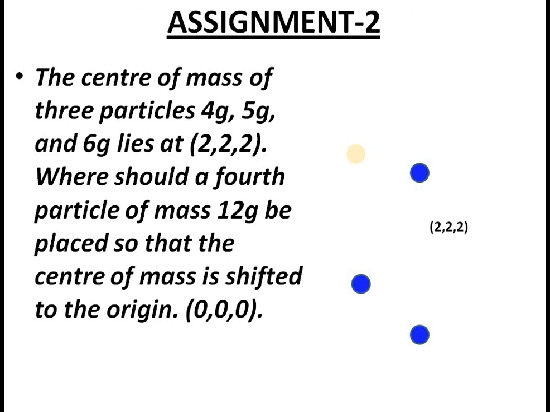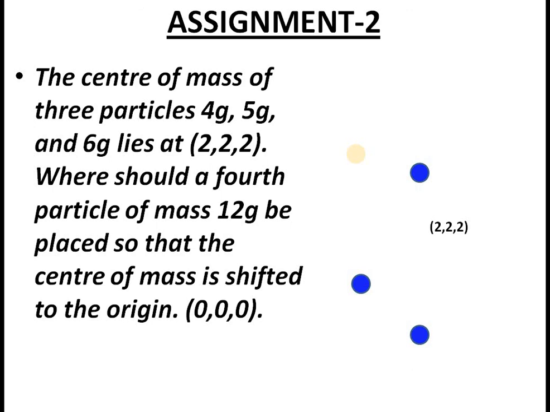The center of mass of three particles of 4 gram, 5 gram, and 6 gram lies at 2, 2, 2, as shown in the figure. Then, where should a fourth particle of mass 12 gram be placed so that the center of mass is shifted to the origin? This is the question. It's a very interesting question taken from your textbook.